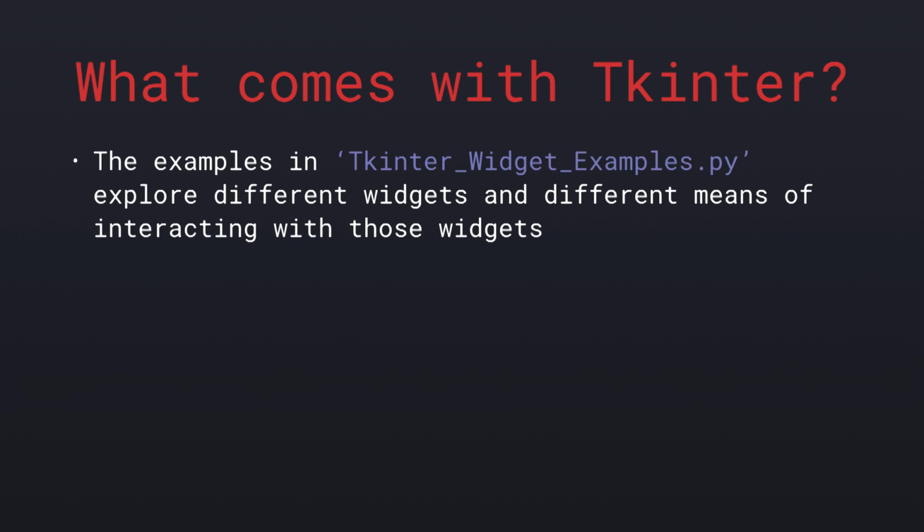So the file that's in the GitHub repo is called Tkinter widget examples. You just need to run the file, and then you'll get a whole smattering of windows populating up on your screen. There's a root one that says close this one when you're done. It'll close all the others.